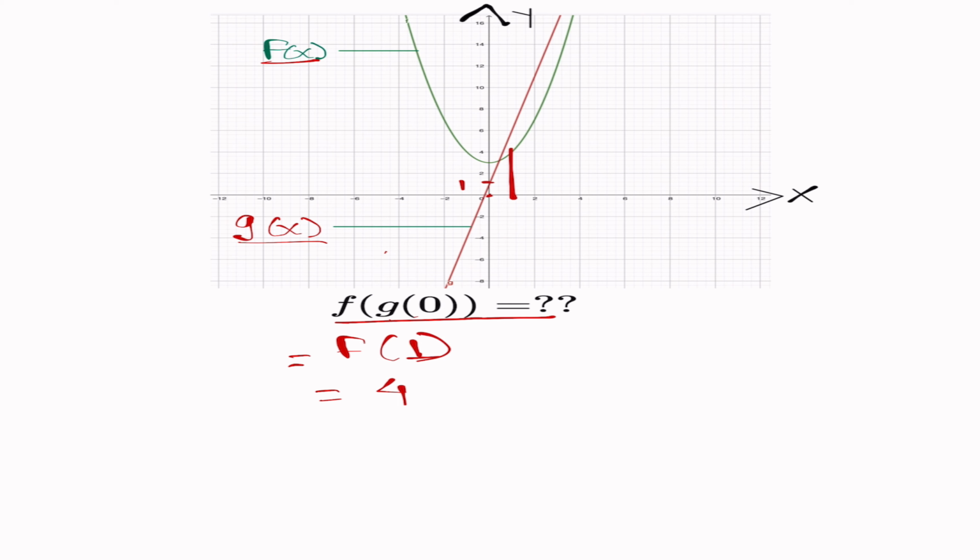This is so easy. Can you guys now find this one, g of f of 0? Once you find it, please write down the answer in the comment section.